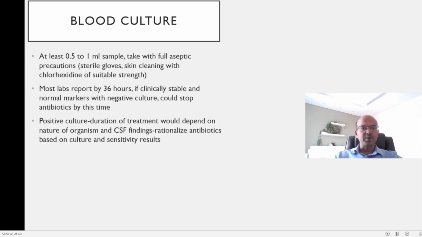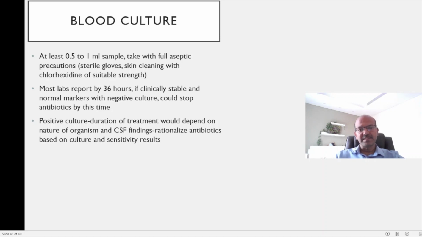Most labs report a positive culture by 36 hours, and if the baby is clinically stable with normal inflammatory markers and the culture is negative, we could stop antibiotics by this stage. A positive culture would determine the duration of treatment, and it would depend on the nature of the organisms and the lumbar puncture findings as well. Once we get the sensitivity report, you need to rationalize your antibiotic treatment.